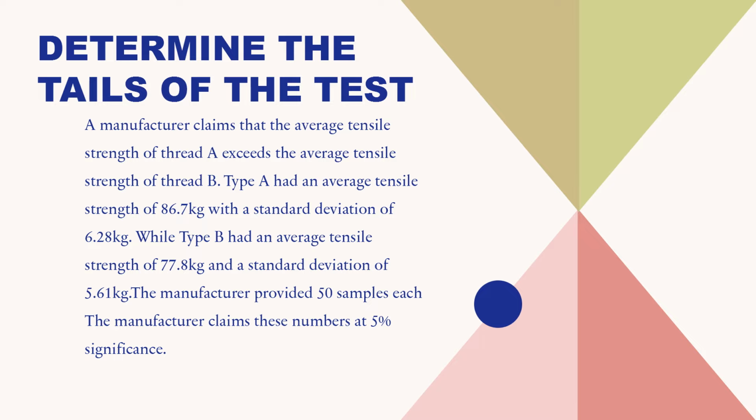Next, we have to determine the tails of the test. So a manufacturer claims that the average tensile strength of thread A exceeds the average tensile strength of thread B. Again, paulit-ulit na po tayo. We know that this is a one-tailed test. Okay? So how did we know that this is a one-tailed test? Because we have a directional term that says A is better than B. Okay? And this would also be a good time for us to determine the critical value of Z.